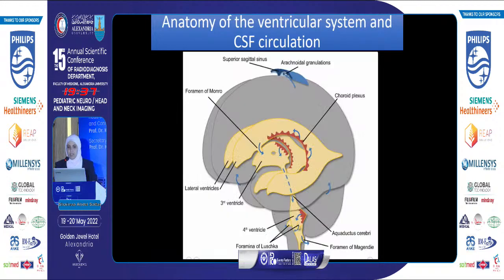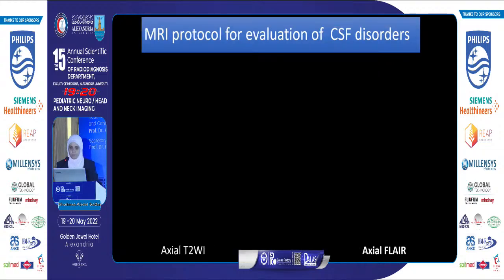As we all know, there are two lateral ventricles and the third ventricle, passing into the aqueduct and then the fourth ventricle. These are the choroid plexus which produce CSF, which is then reabsorbed through arachnoid granulations into the cerebral sinuses.